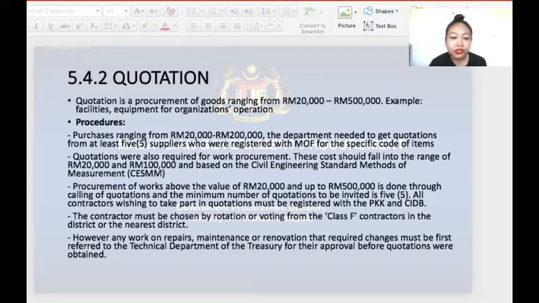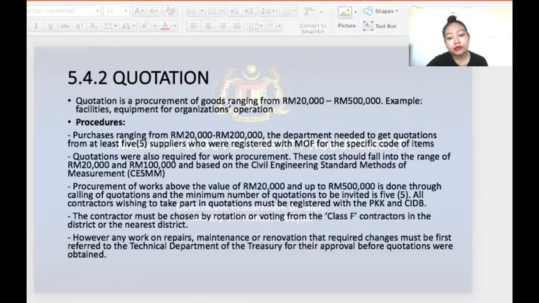The contractor must be chosen by rotation or voting from the Class F contractors in the district or the nearest district. However, any work on repairs, maintenance, or renovation that required changes must be first referred to the technical department of the Treasury for their approval before quotations were obtained.